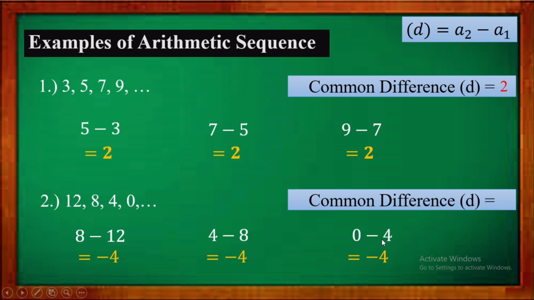So as you can see, the difference of all consecutive terms are also the same. So we have 8 minus 12 is negative 4, 4 minus 8 is negative 4, 0 minus 4 is negative 4. Therefore, we prove that this is also an example of arithmetic sequence since it has a common difference which is negative 4.